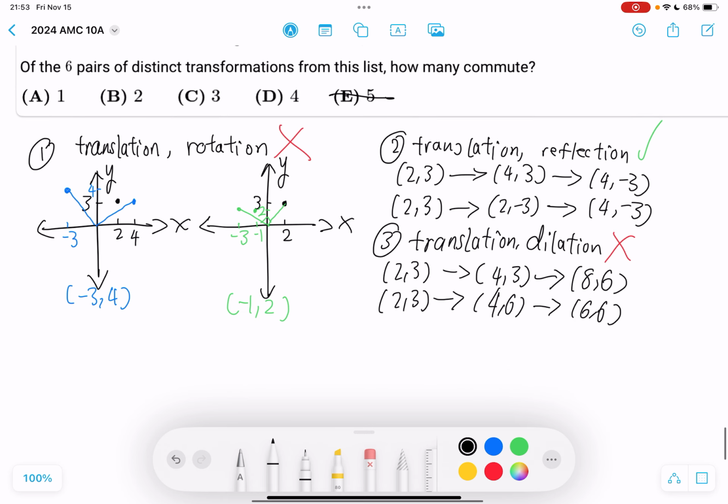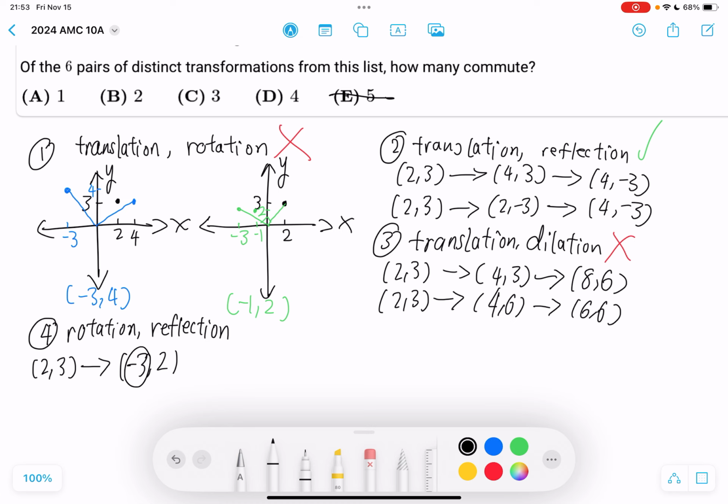So 5 isn't the answer, and now we can also look at rotation and reflection. If we have rotation and reflection, we start at 2, 3. Say we rotate counterclockwise by 90 degrees, we end up at negative 3, 2, right? So you flip the coordinates, and then you take the negative of the flipped x-coordinate, and you reflect this across the x-axis. So the y-coordinate becomes negative, so you have negative 3, negative 2.